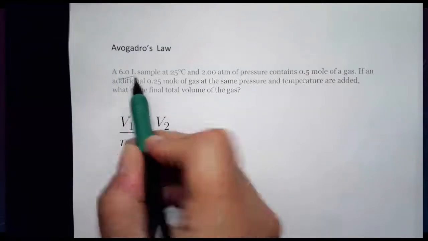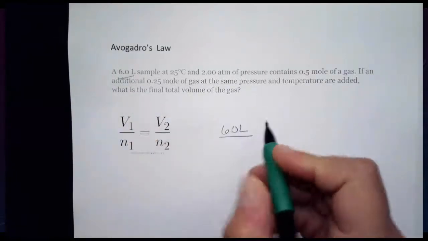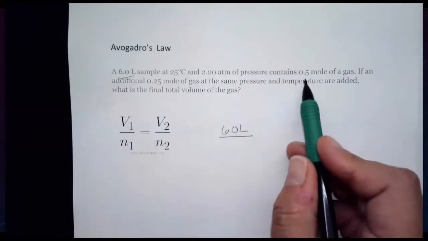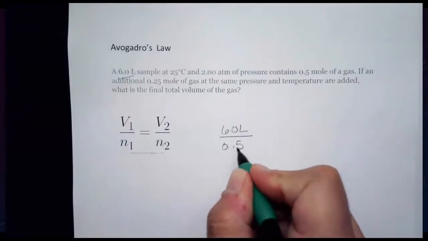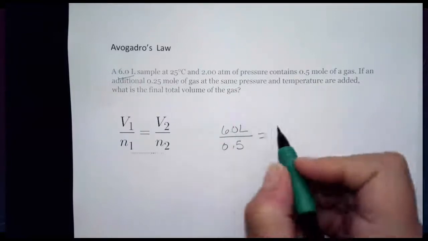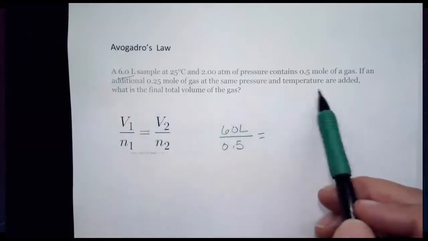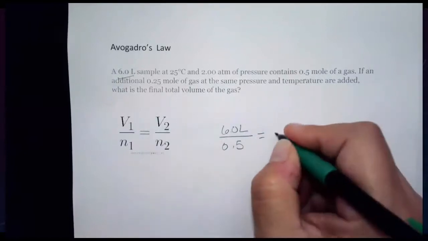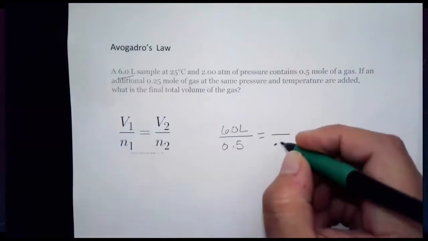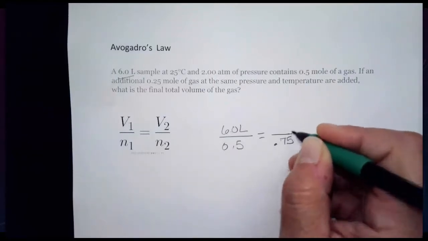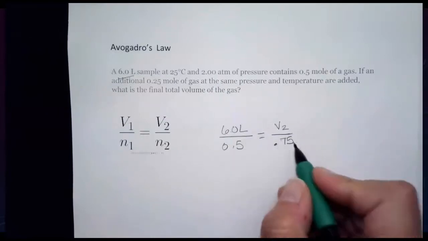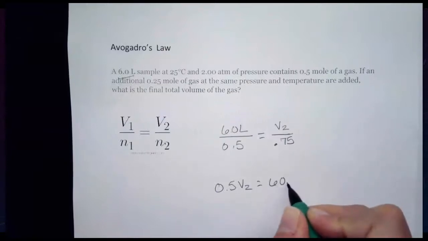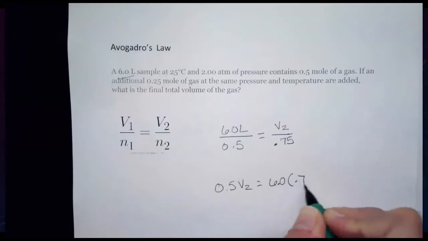So let's see, we're starting with the 6.0 liter volume at a constant temperature and constant pressure. We don't need those numbers though. It contains 0.5 moles. That's our original volume. If an additional 0.25 mole of gas at the same pressure and temperature is added, what is the final total volume of the gas? So we want to add 0.25 to 0.5, so that would give us 0.75. And we want to find what the volume 2 is. Again, cross multiply, 0.5 times volume 2 equals 6.0 times 0.75.